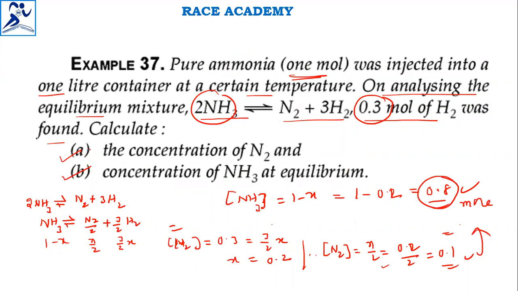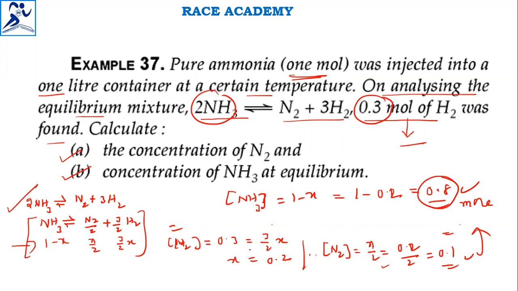0.8 moles. This is the answer for this question. So first we have taken the given equation. After that, for simplicity, we have divided the equation by 2. After that, we wrote the equilibrium constants with the x dissociation. And after that, we found the x value by taking the small hint, that is 0.3 moles of H2 given in the question at equilibrium.